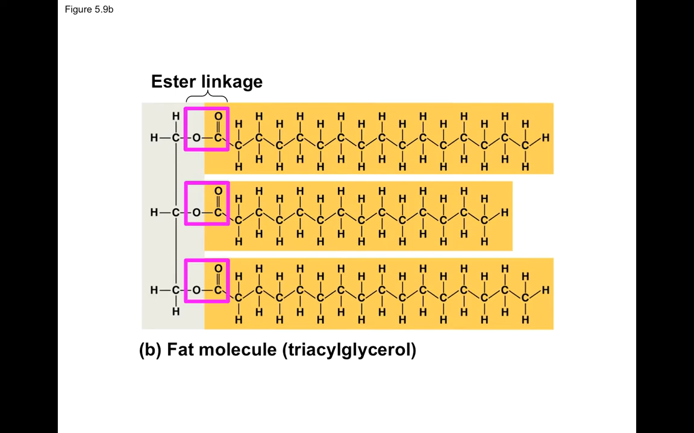The covalent bonds that are made are called ester linkages, another bond name you'll need to know for this class. The final fat molecule, composed of glycerol and 3 fatty acids, can be called a triacylglycerol or triglyceride. Notice that the 3 fatty acids do not need to be the same. Don't get me wrong, they can be, but it's not required.